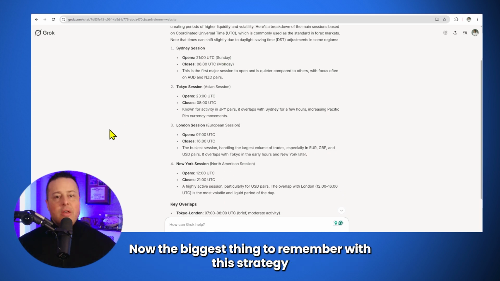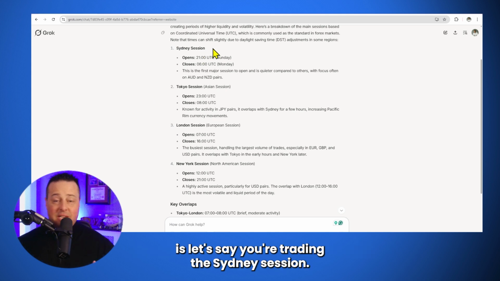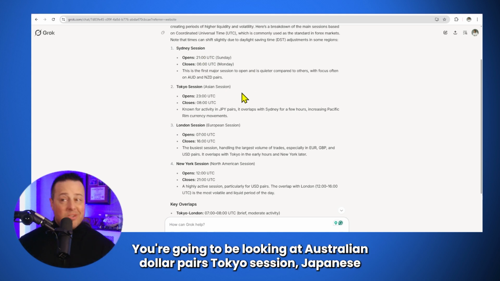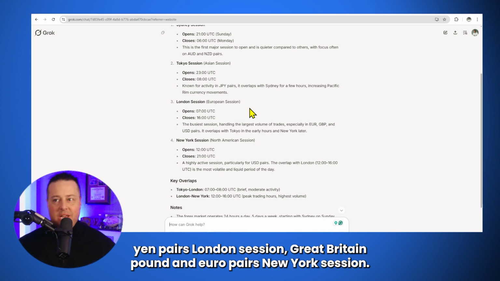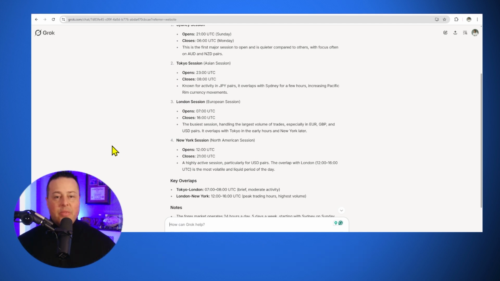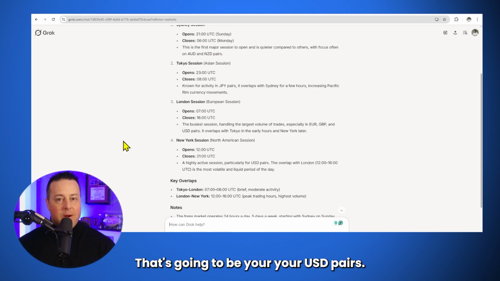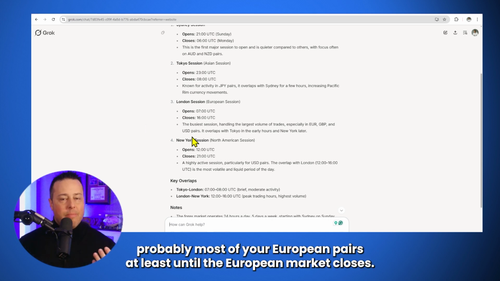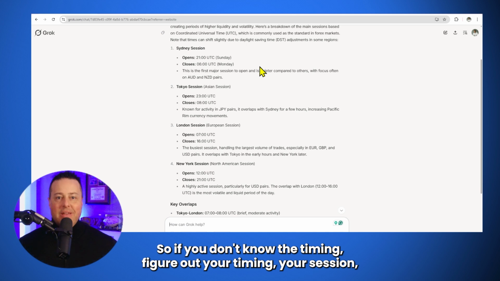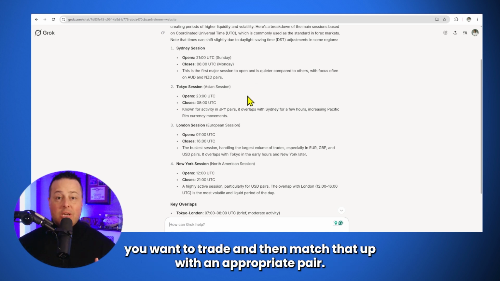Now, the biggest thing to remember with this strategy is, let's say you're trading the Sydney session. You're going to be looking at Australian dollar pairs, Tokyo session, Japanese yen pairs, London session, Great Britain pound and euro pairs, New York session. That's going to be your USD pairs, and also probably most of your European pairs, at least until the European market closes. So if you don't know the timing, figure out your timing, your session you want to trade, and then match that up with an appropriate pair.